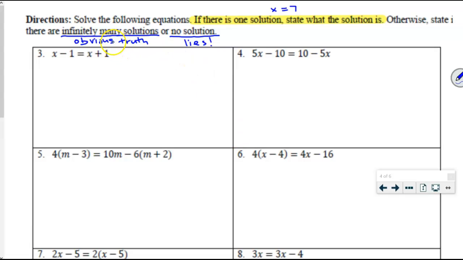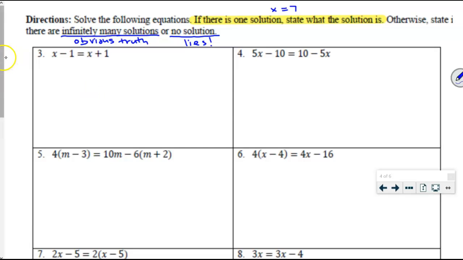Now, not all of them are going to be obvious truths or lies, so not all of them will have infinitely many solutions, and not all of them will be no solution. We're still going to have some that will have a single solution. So we're going to practice this. I don't think I want to do these on the video right now. I want to give students a chance to just practice this new skill, and then we'll go over some on the recording in a little bit. So pause the recording, work through some of them, and we'll see which ones we go over when we come back together. Pause the recording now.